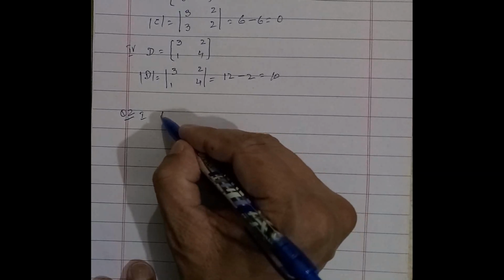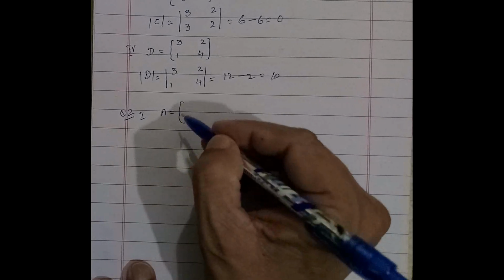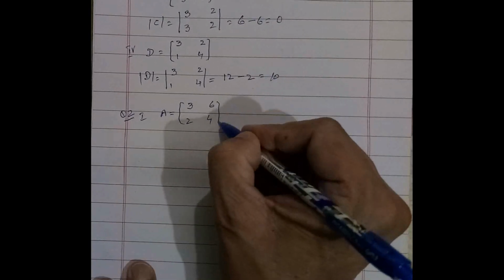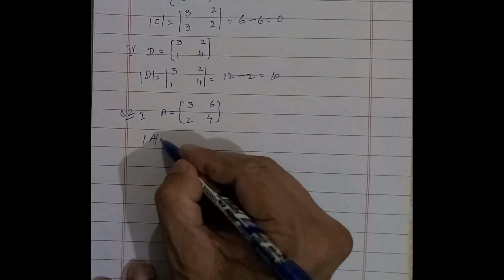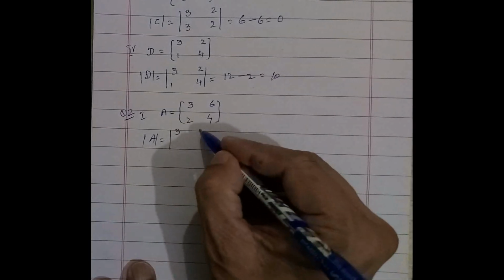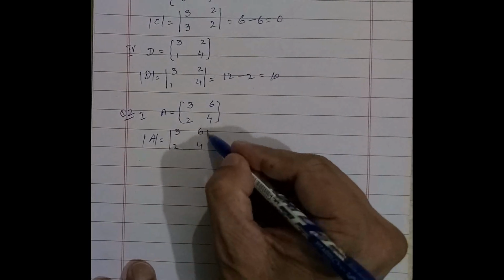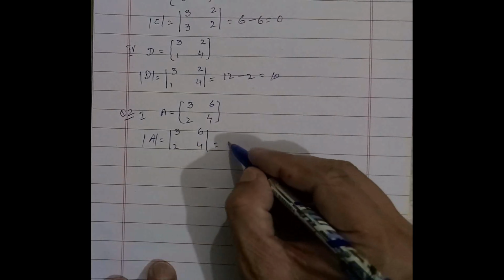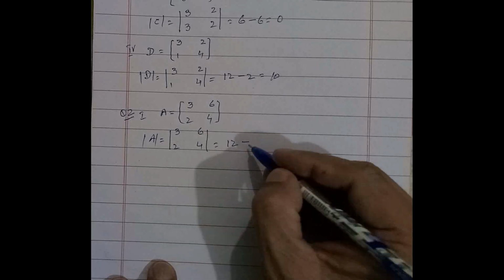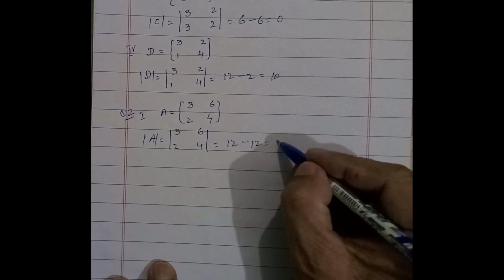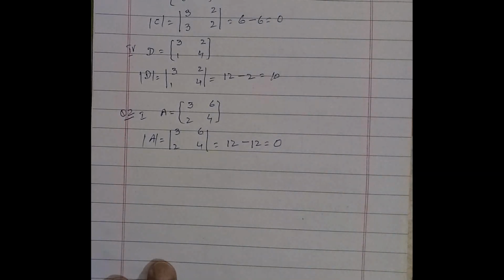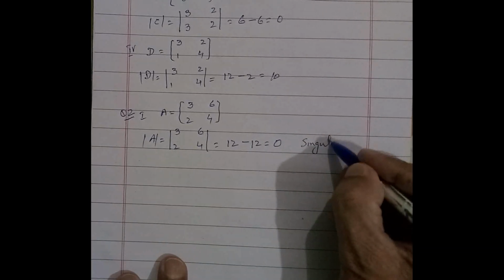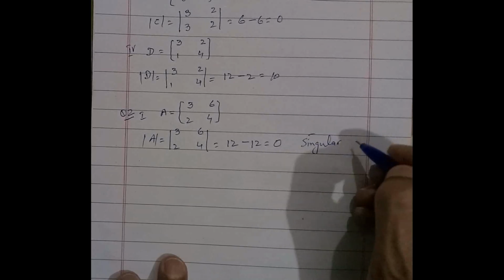The matrix we say A is [3, 6; 2, 4]. A determinant is equal to [3, 6; 2, 4]. Now we solve the determinant of A, which is 2 fours are 12, minus 2 sixes are 12, and 12 minus 12 is equal to 0. This determinant is equal to 0, so it is a singular matrix.